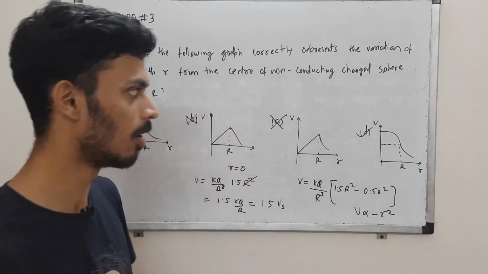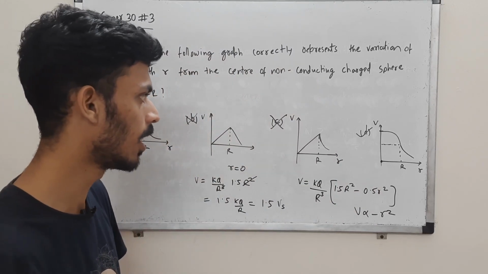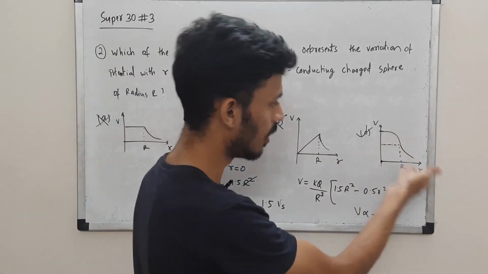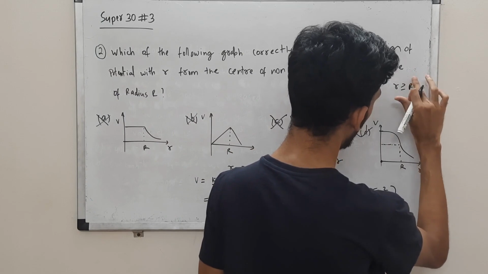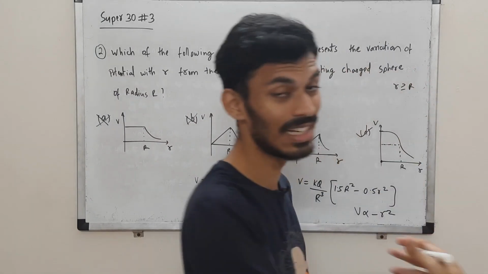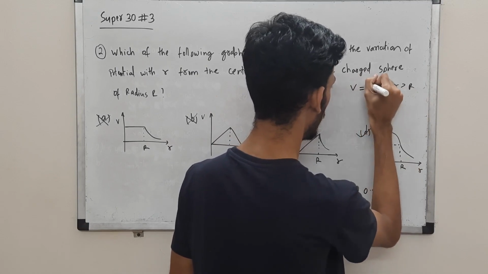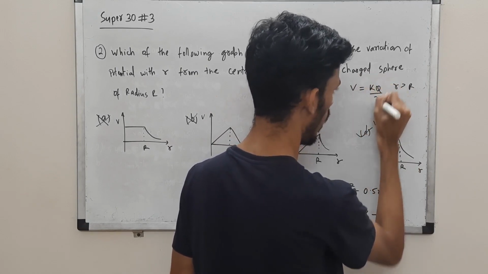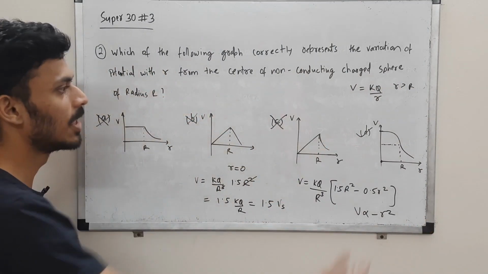What is the potential at the center of the non-conducting sphere? So this is the correct plot, and of course for r greater than or equal to R, for distances outside the radius, the potential is basically kq by r, an inverse relation. So that is also checked, and option D is the correct choice over here.